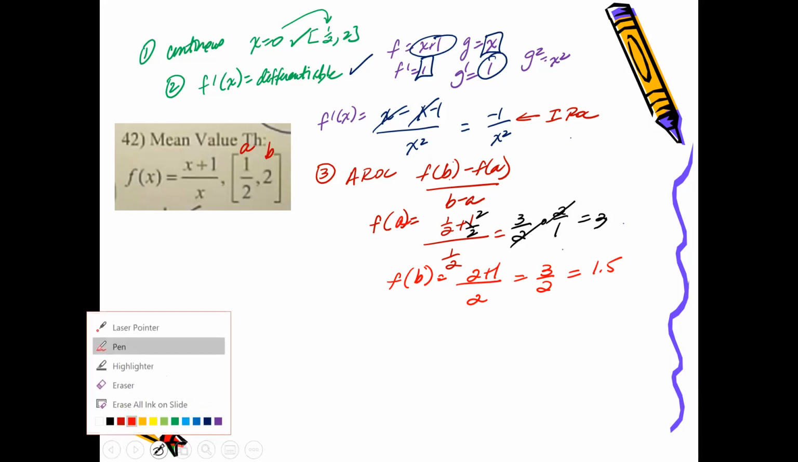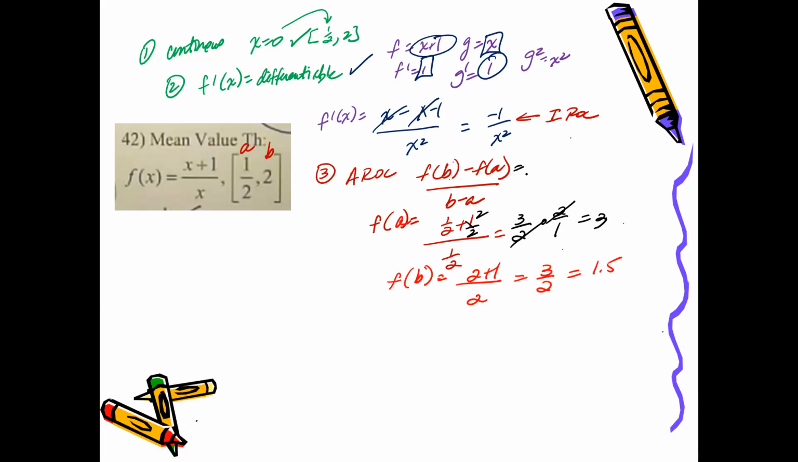Okay, so now that I have these two components, let's go ahead and plug them back into the slope formula. So I have f of b, so 3 over 2 minus 3, all the way over 2 minus 1/2. We have a bunch of fractions here, but that's okay. You guys are all smart kids. We can go ahead and figure this out.